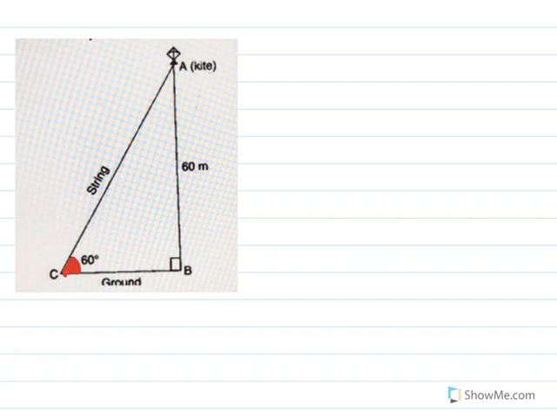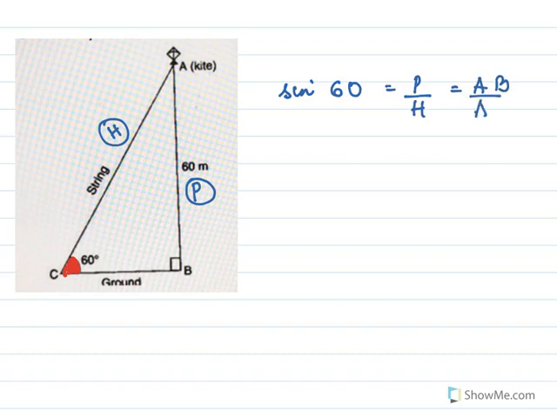Let me go over again. This angle was given as 60. This was perpendicular. We have to find the hypotenuse. Perpendicular and hypotenuse means sine. So we start with sine 60. Sine 60 is perpendicular over hypotenuse, which is AB over AC.